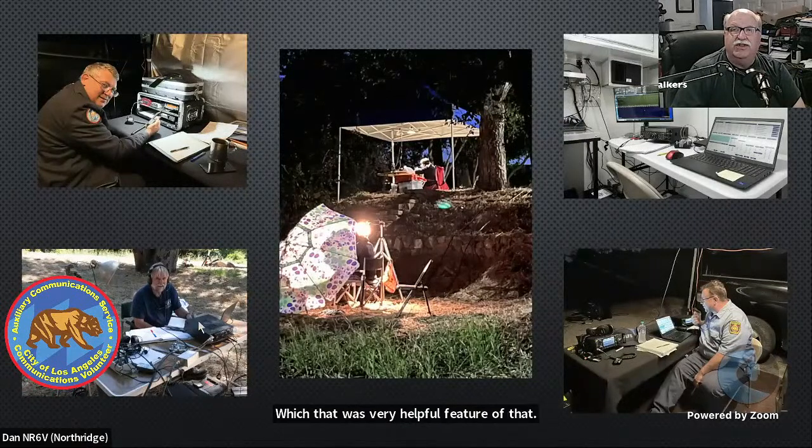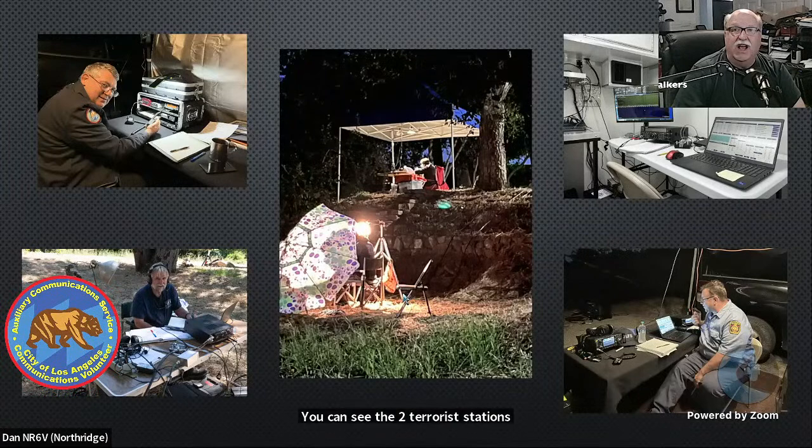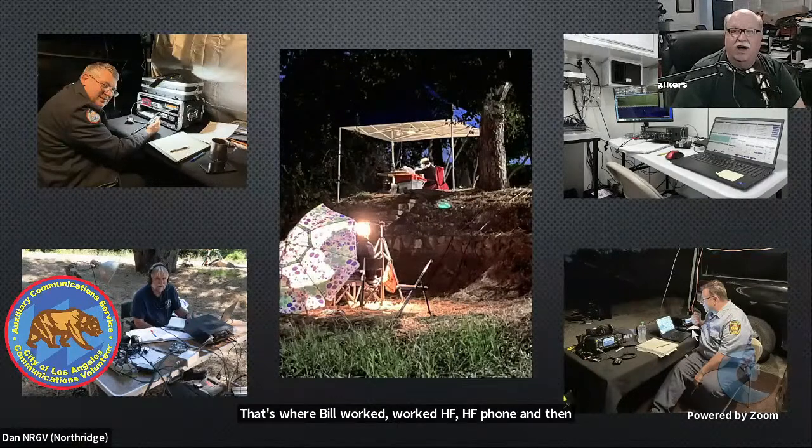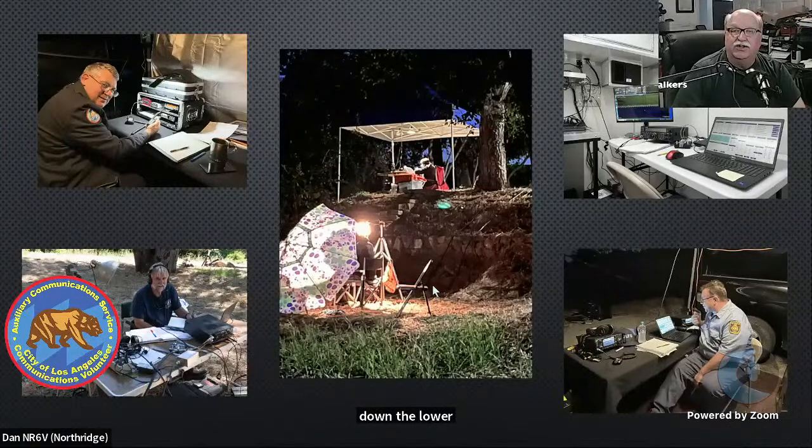Here's some photos, just randomly photos that were taken. Again, Gary up on the VHF station. This is Ralph working the CW station. I think when Marty was taking a break. You can see the 2 terraced stations in the center here. See how those work. And then the upper right, that is inside our comms trailer. That's where Bill worked HF phone. And then down in the lower right, Al's taken a shot at the VHF station there.